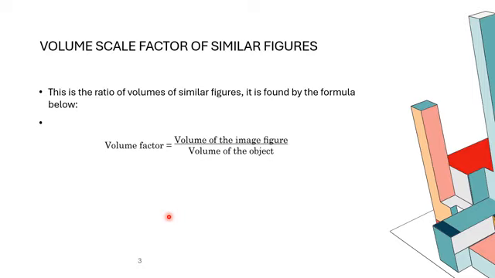So in this case we are saying volume factor, which means the volume that you are carrying, and the volume that the picture or a portrait of you, the ratio of that gives you volume factor. So volume factor is given as volume of the image figure divided by volume of the object.